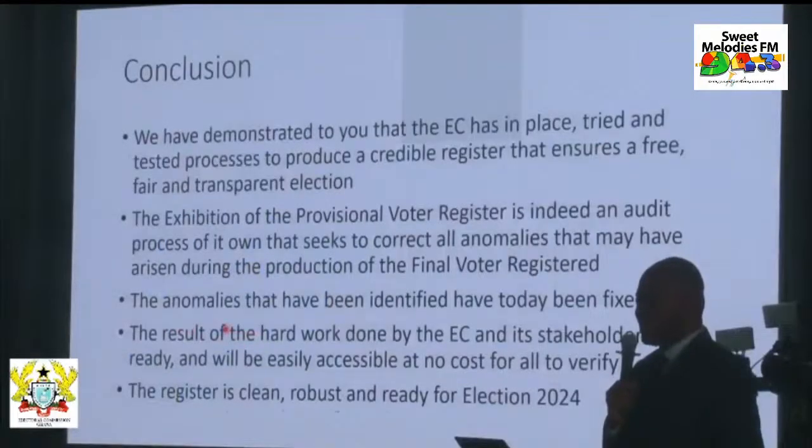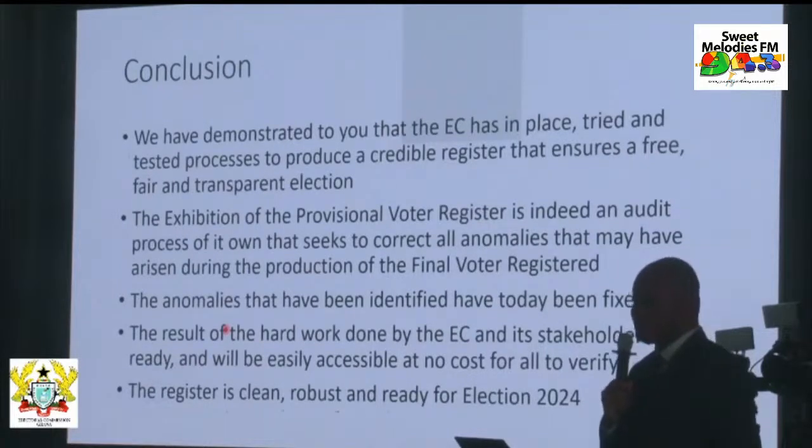And so we have learned a lot from that process. And it's the same processes that we are employing for the generation of this register. So like Madam Chair said, trust us to be able to deliver on a register that you will all be proud of. A register that does not disenfranchise anybody.